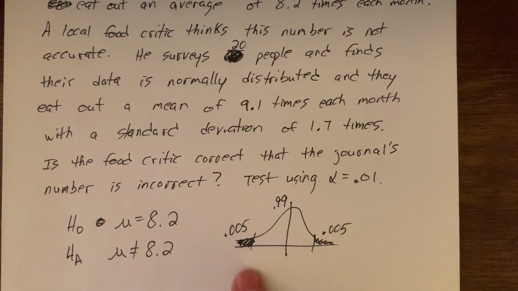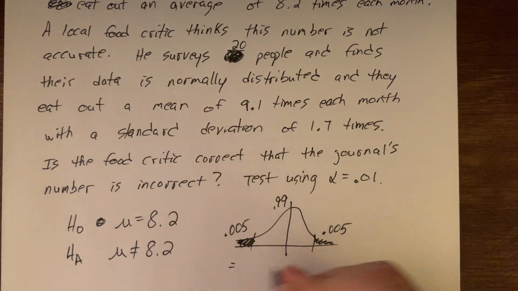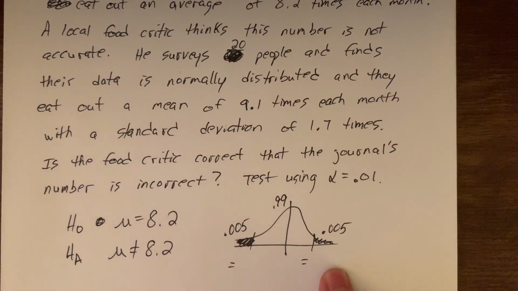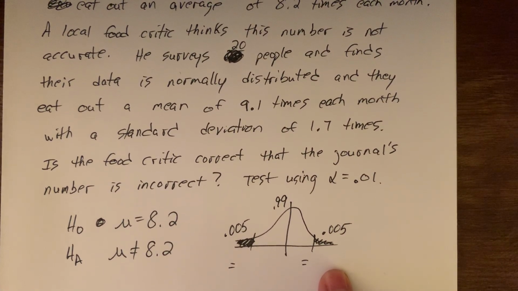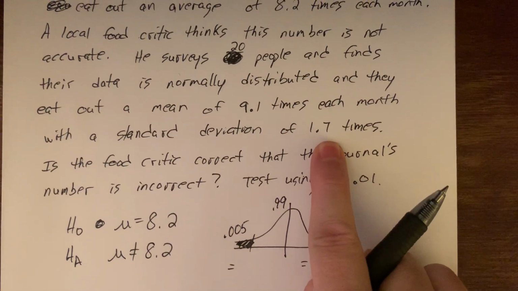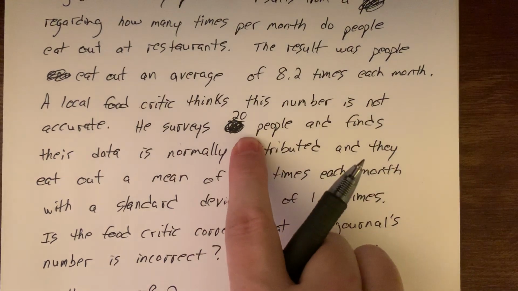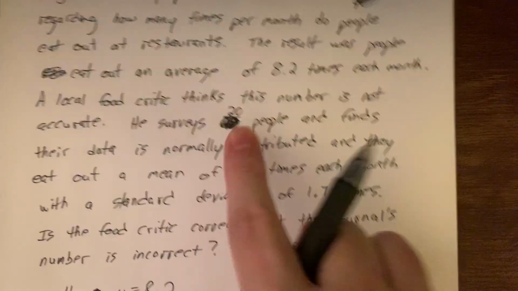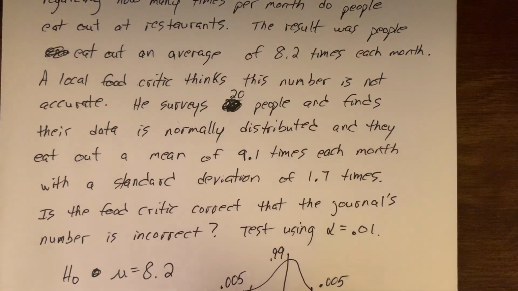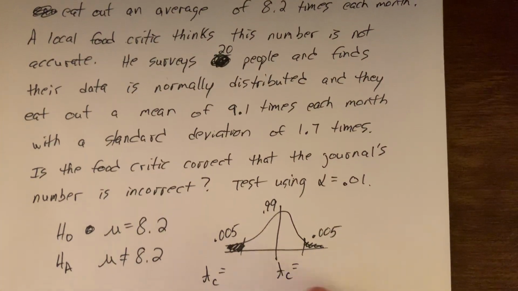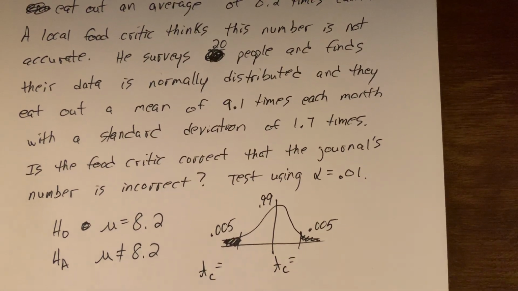Should I get a T or Z? Well, I'm going to get two values here because I'm getting two shaded regions. But should they be T or Z? Well, it's got to be about the standard deviation. This standard deviation goes for the 20 people that he surveyed, so that is the sample standard deviation. We are going to get T values.